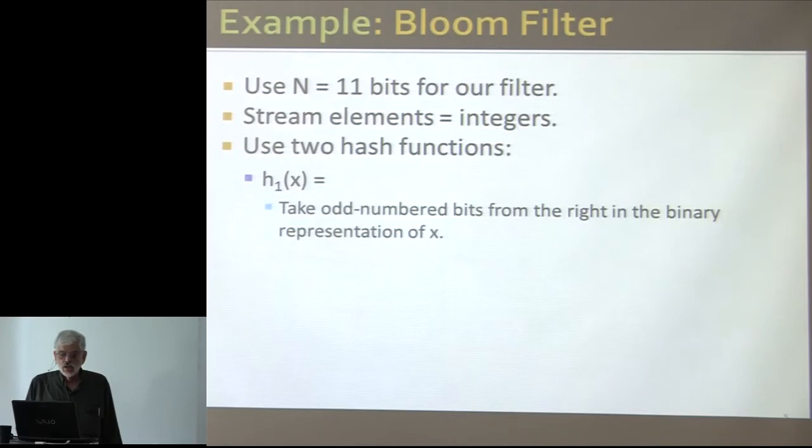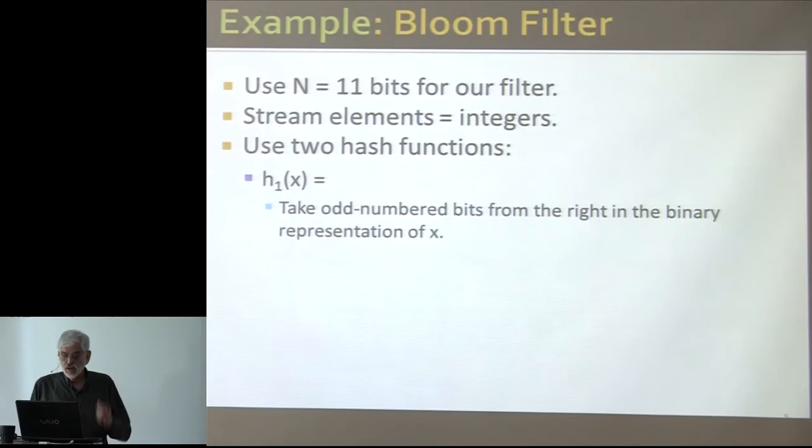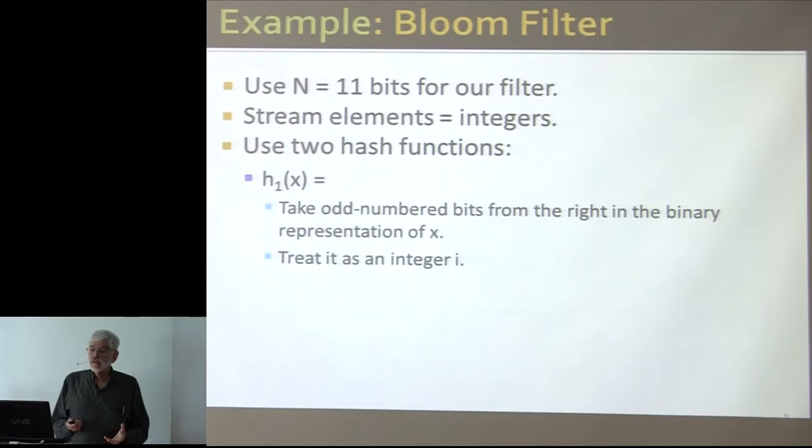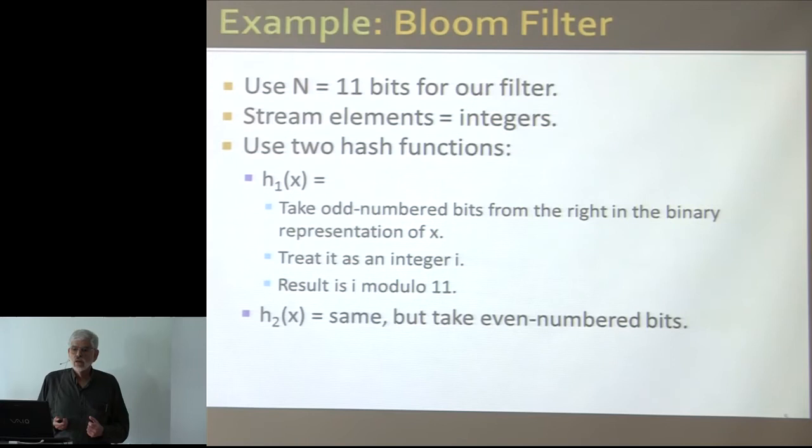You look at the odd position bits from the right end. So the low order bit, since the integer is represented in binary, you're taking the ones place, the fours place, the sixteens place, and so on, dropping out the other bits, and that gives you some bit sequence which you can then interpret as an integer. As an integer I, you take I modulo 11, and that's the bit of the array that you want to set to 1. And the second hash function is exactly the same, except it takes the other bits, the even position bits.